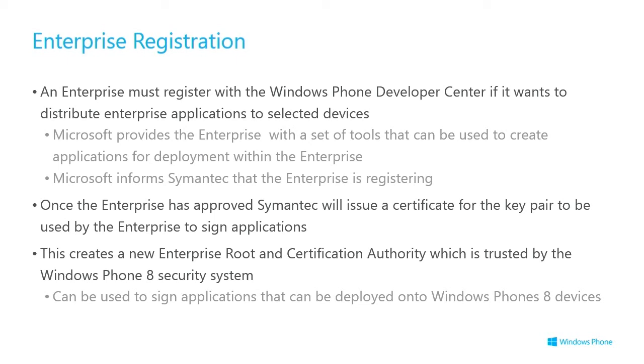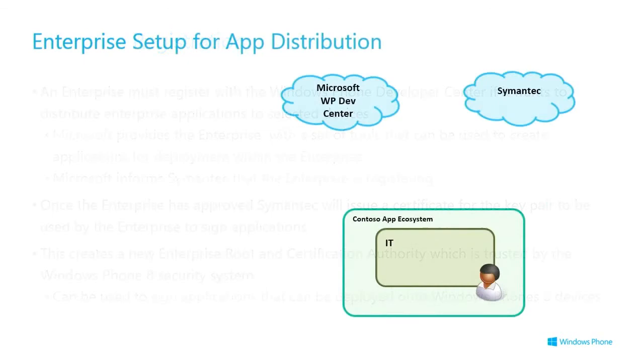So there's this enterprise registration that I mentioned that's going to happen, and we're doing that with Symantec. So your enterprise might have a Dun and Bradstreet number. You're going to have information that you're going to have to provide to Symantec. They're going to vet your company, and then once they do that, you're going to get a certificate for the key pair that you're going to have to use for the devices that are allowed to run your apps, because your app's going to have that key, right?